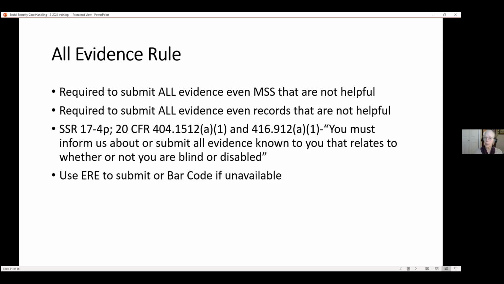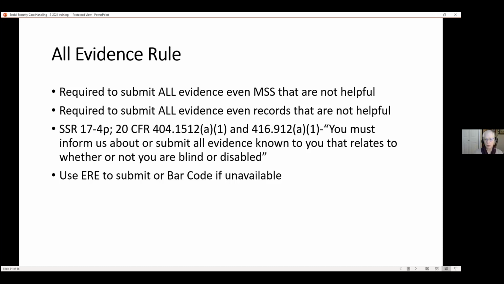Unlike in a custody case, where you might become aware of some evidence and think, well, boy, that doesn't help, you're not going to submit the text messages of your client cursing and yelling and threatening somebody else. But in a Social Security case, all the evidence that's relevant to whether or not the person is disabled, you have to submit it, whether it's good or bad. So that's the all evidence rule.